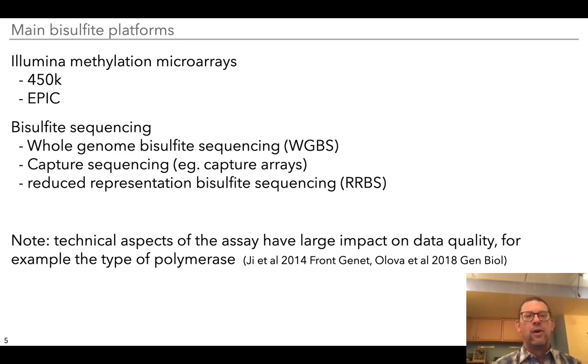It's important when you analyze bisulfite data to be aware that technical aspects of the assay have a large impact on data quality. For example, the type of polymerase you use, which can really dramatically change the data. There's actually a very nice paper in Frontiers in Genetics on this, and there was a recent review of library preparation protocols for whole genome bisulfite sequencing.